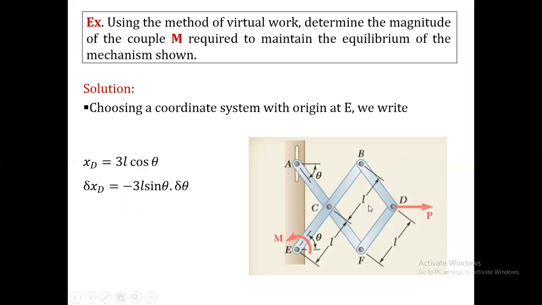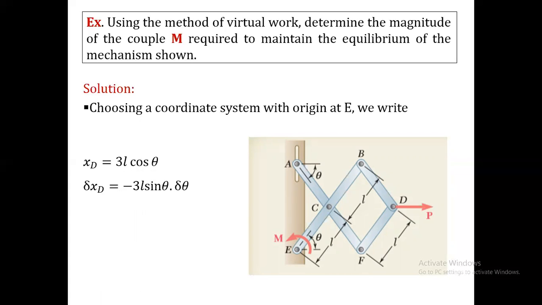By simple trigonometric relations, you can identify that XD will be equal to L cos theta plus 2L cos theta. That will make it 3L cos theta. The variation of that, delta XD, will be equal to minus 3L cos theta into delta theta. So that is how we get the virtual displacement of point D when it is subjected to certain displacement.